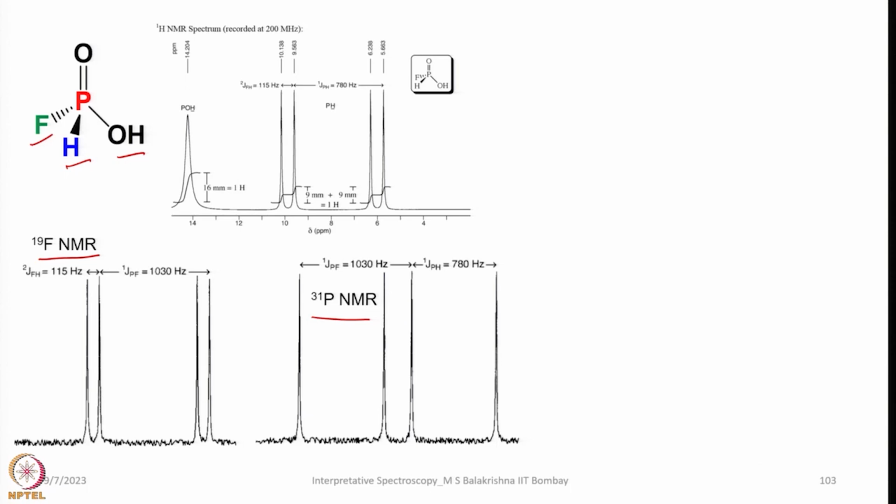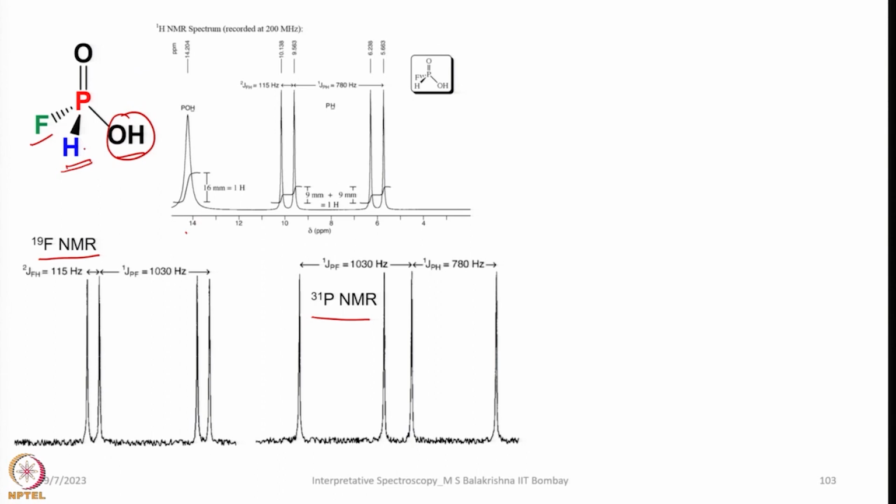For example, if you just look into 1H NMR, there are two types of hydrogen atoms. One is OH and the other one is directly attached to phosphorus. And we know that phosphorus to fluorine and phosphorus to hydrogen with one bond separation show a large coupling constant, in the order of 800 to 900 and sometimes up to 1200 Hertz. In this example, the OH signal comes around 14, it is pretty deshielded.